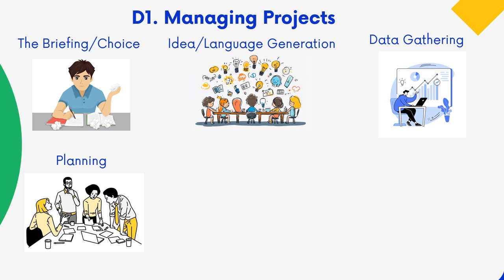So once students have gathered their data, they create a plan for the project. If it's a written project, they might outline the sections of their brochure. If it is a presentation, they'll plan the key points that they will discuss in their presentation. And then they have to start drafting and editing.